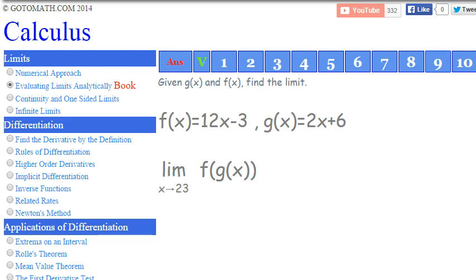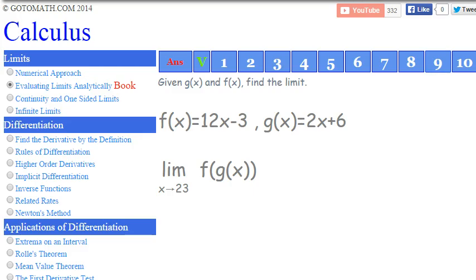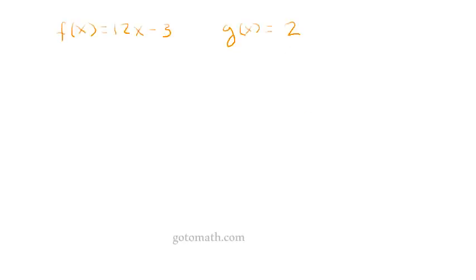I guess probably what I need to do is write this problem out on the board. We have f of x, let's just go ahead and get this out of the way, is 12x minus 3, and then g of x, which I didn't get to look at, is 2x plus 6, and we have the limit, I believe, as x approaches 23 of f composed of g of x.